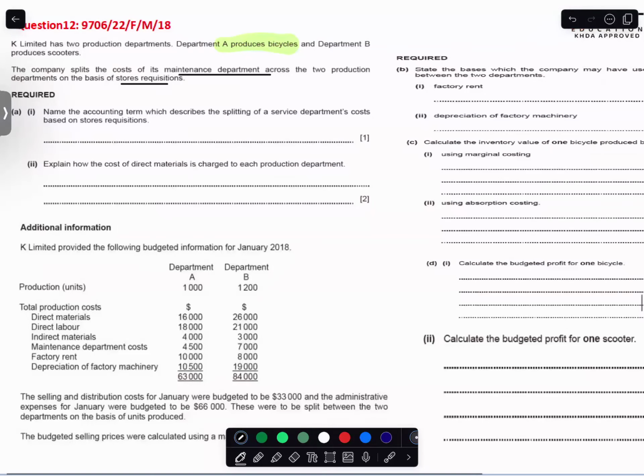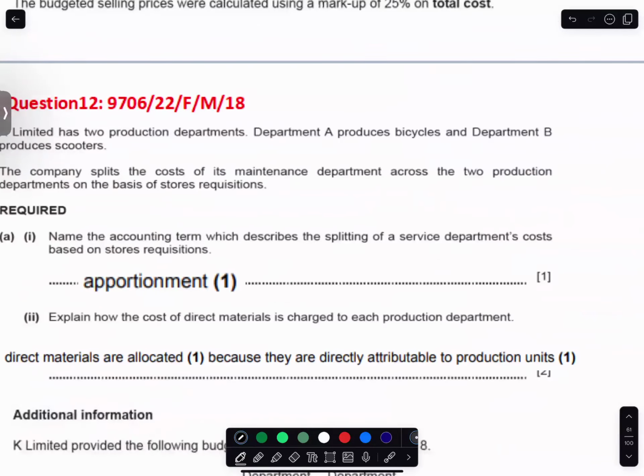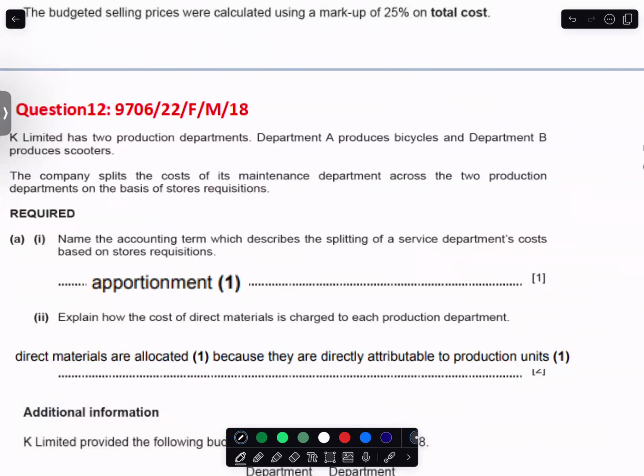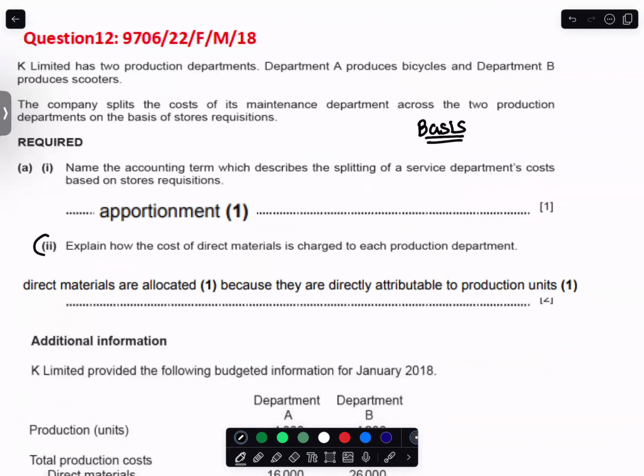Name the accounting term which describes the splitting of a service department's costs based on the store's requisitions. So when you split the service department cost based on a basis of allocation, what is it called? Apportionment. So when you have to split on some certain basis of use, it is apportionment. Read ahead.